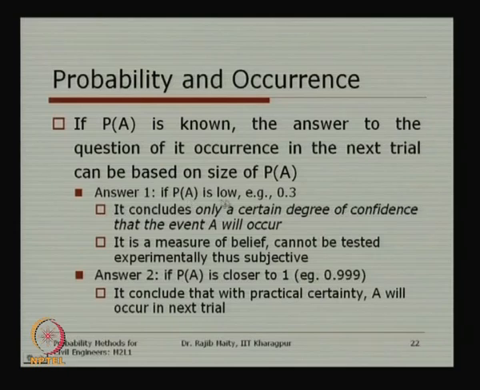The first thing: if PA is low, say for example 0.3 is given, then it concludes that only with a certain degree of confidence will event A occur. It doesn't mean that if you perform 10 trials, exactly 3 will be successes. That is not the case. In the long term, it is with a certain degree of confidence. This is very important, that is what you can infer from here.